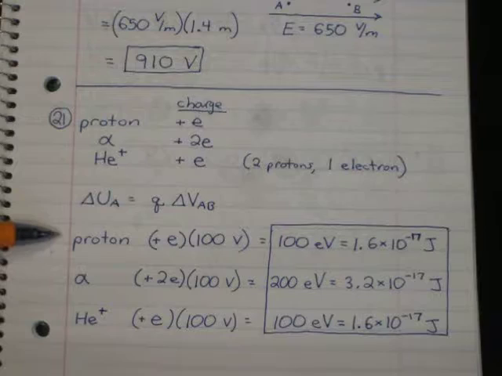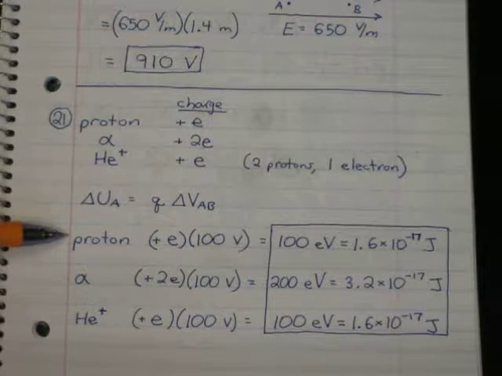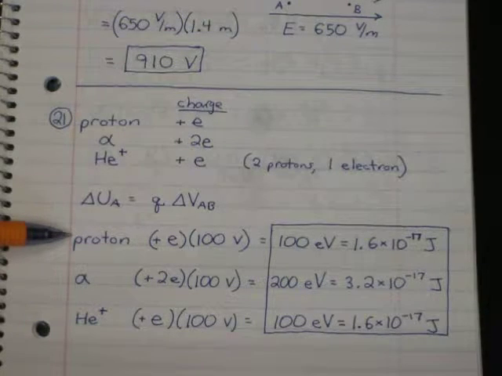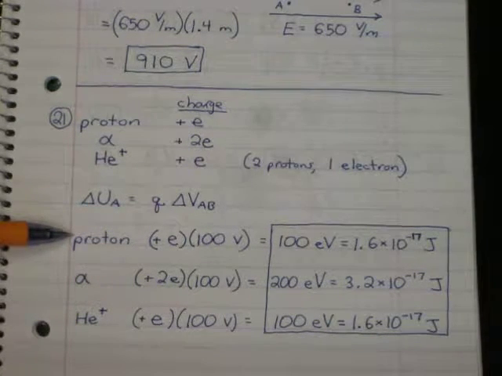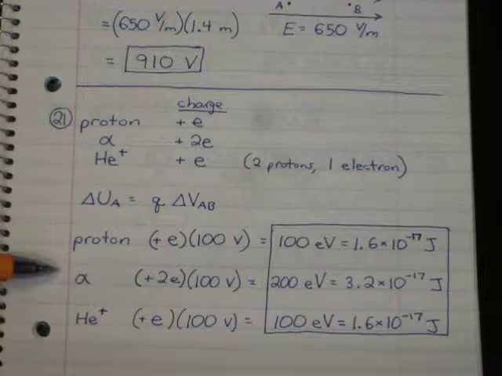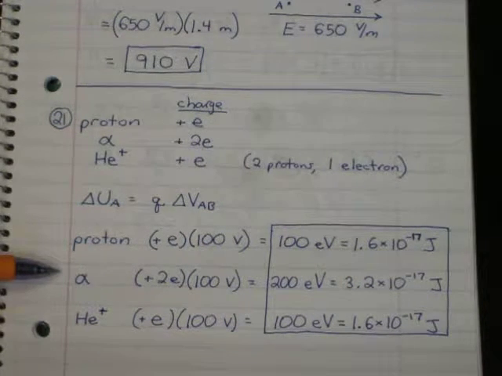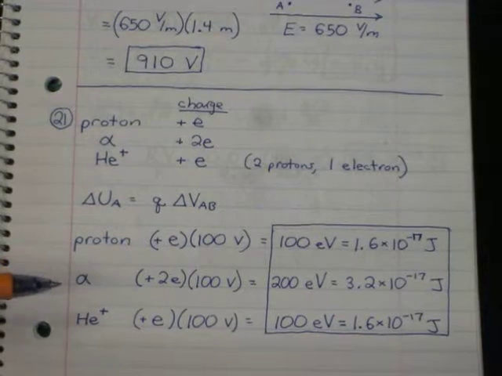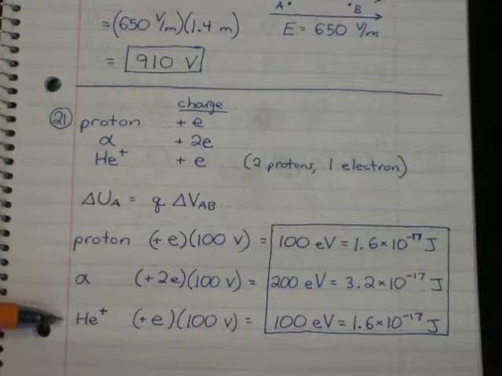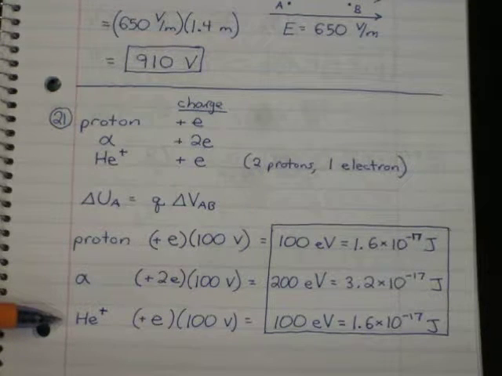So for the proton, it's the plus E times 100 volts, and we get 100 electron volts. Do that conversion, you get 1.6 times 10 to the negative 17 joules. For the alpha, we have plus 2E times 100 volts. That's 200 eV, which is 3.2 times 10 to the negative 17 joules. And for the singly ionized helium, that's plus E times 100 volts, just like with the proton. It's 100 eV, or 1.6 times 10 to the negative 17 joules.